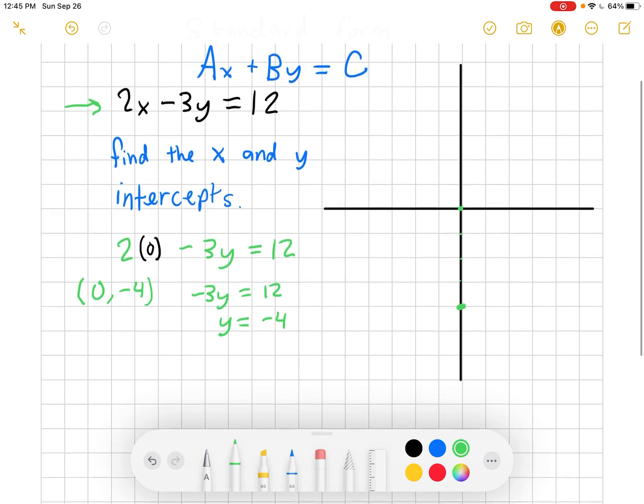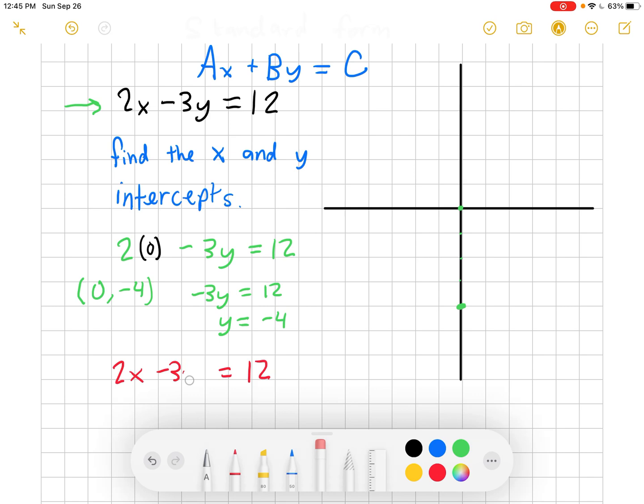Let's go ahead and repeat this process, but instead of plugging in 0 for x, we're going to plug it in for y. So I'm just going to go ahead and rewrite my equation. I'll do it in a different color to help differentiate. We're going to have 2x minus 3y is equal to 12. I'm going to get rid of our y, and we're going to replace that with 0. Anything multiplied by 0 goes away, giving us 2x plus 0 is equal to 12.